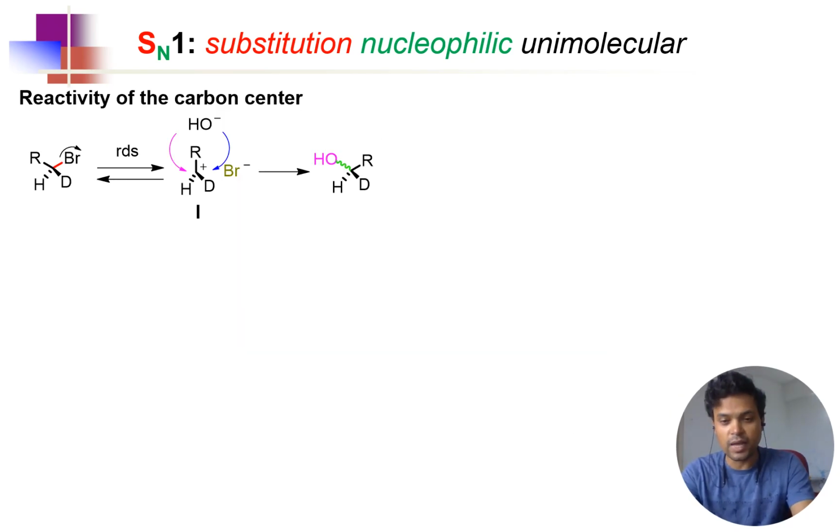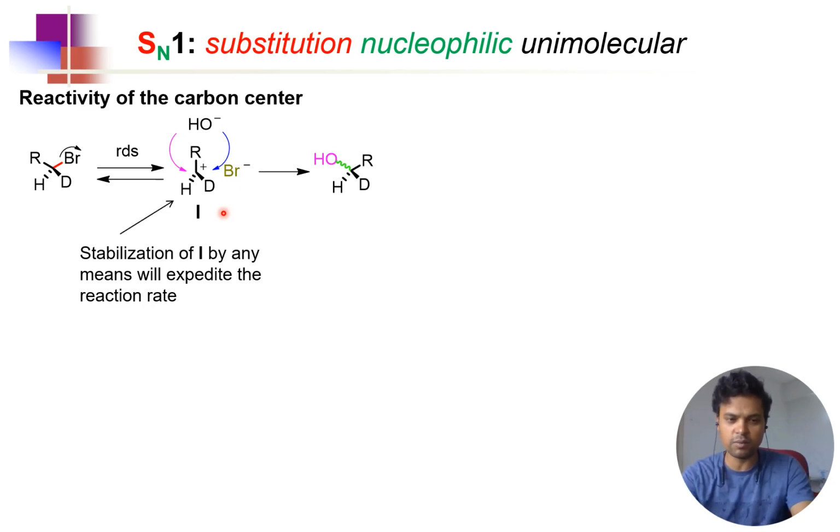Okay, what about the reactivity of the carbon center? This is a very important factor when you perform a reaction that follows SN1, because you always have to understand the intermediate. If your intermediate is stable, then the activation energy will come down, and your reaction will be much faster. So the idea of the SN1 reaction will always be to stabilize your intermediate carbocation. There are three different ways you can stabilize the carbocation.